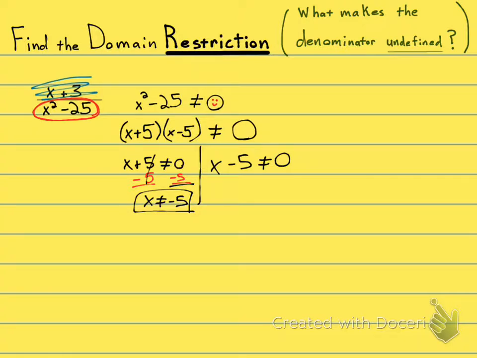So let's go ahead and solve this one. We'll add 5 to both sides. X cannot be a positive 5. 0 plus 5 is a positive 5.